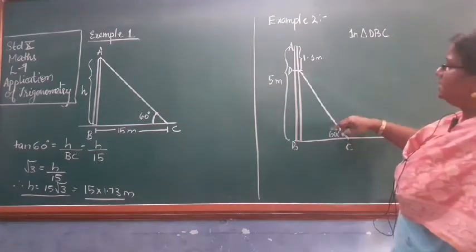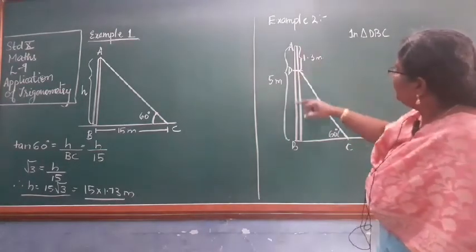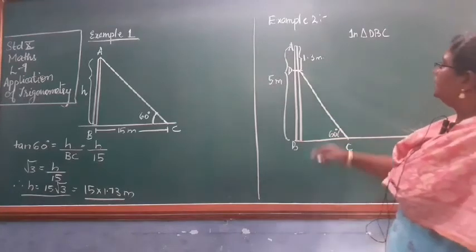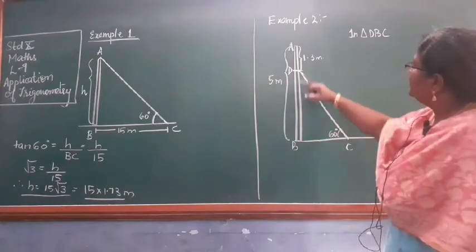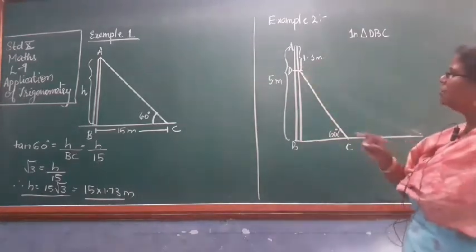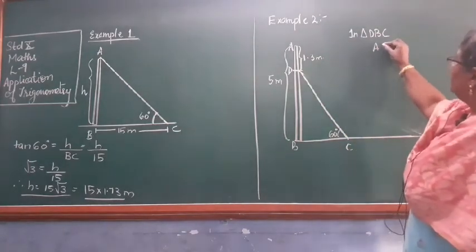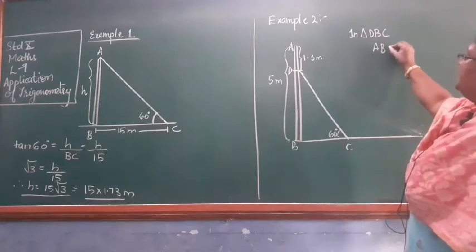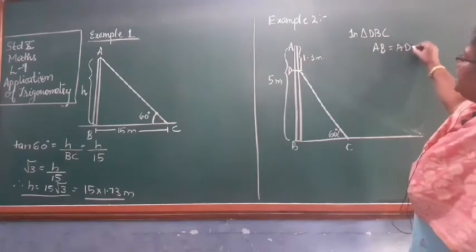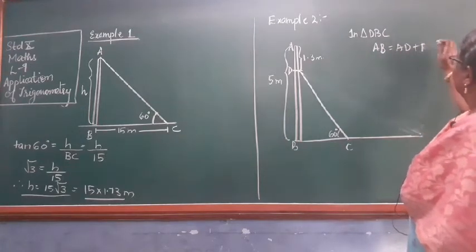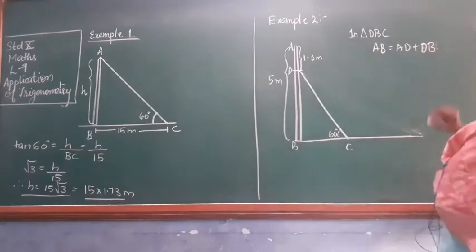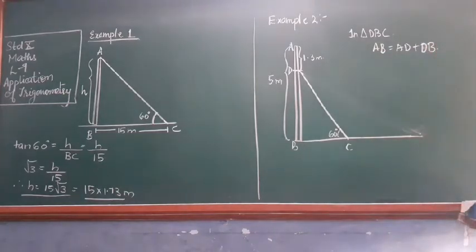This is angle 60. Now you know that this whole length AB is 5 meter and AD is 1.3 meter. So can we have DB? Isn't it? So you know that AB is equal to AD plus DB.